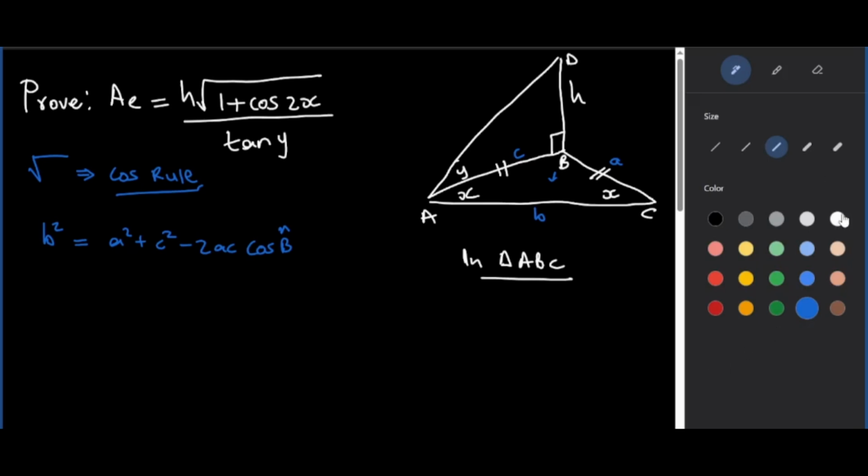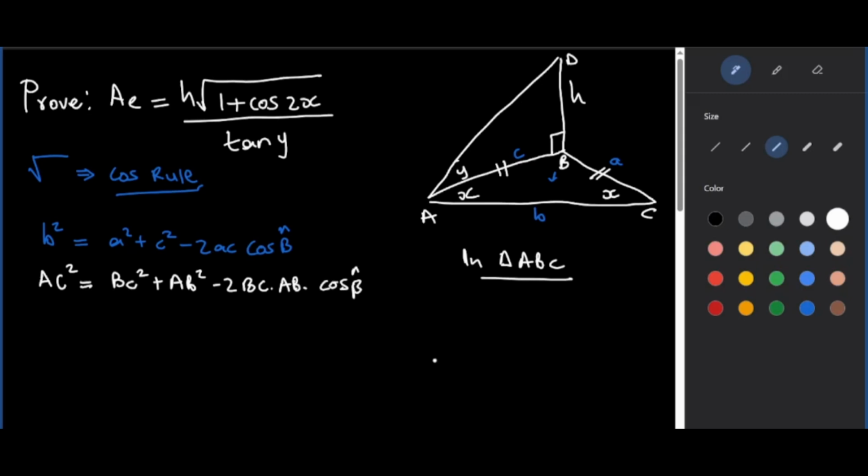Then I need you to look at this. We have a problem here. We are looking for AC, so this will be AC squared. And small a, what is small a? It's BC. Sorry, BC. So BC squared plus this one will be AB squared, minus 2 times BC times AB, then the cos of angle B.